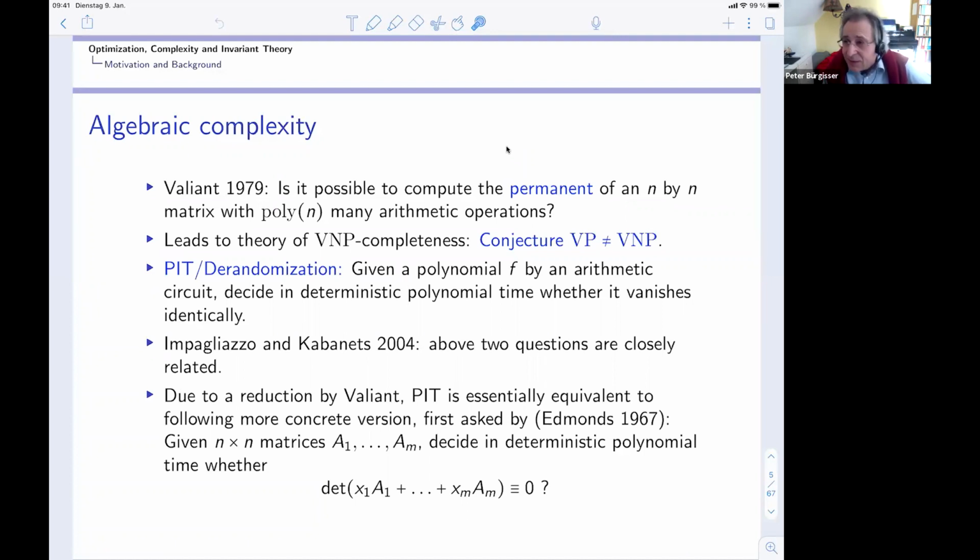Edmonds, in a pioneering work very long ago, asked whether this can be done in deterministic polynomial time, and he solved a special case of it. And by a reduction due to Valiant, PIT is essentially equivalent to this question. So these are motivations.